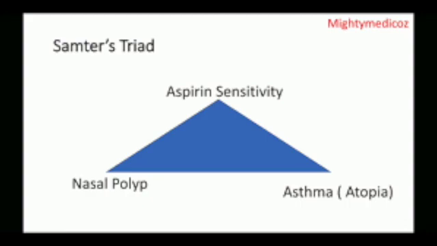So how I remember it is Samter's begins with SA, and all the things in Samter's triad have AS, so nasal polyps, aspirin, and asthma. Also the atopic triad, which is patients with one condition are more likely to develop one or two of the other: asthma, atopic dermatitis like eczema, or allergic rhinitis.